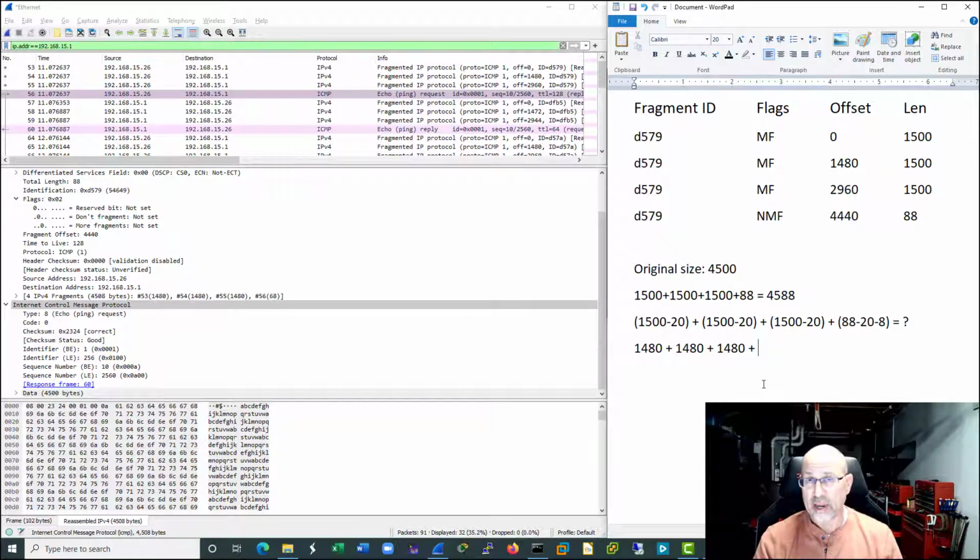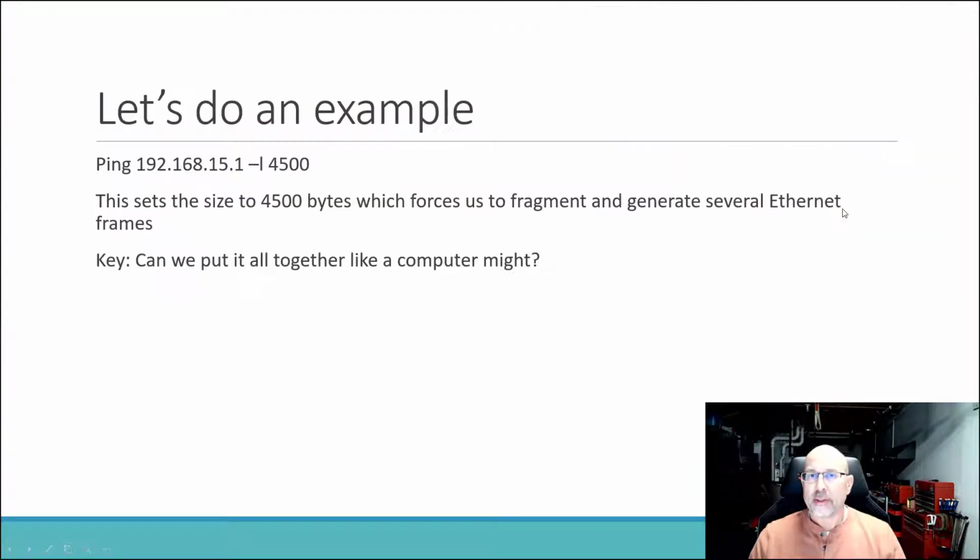Well, what's 88 minus 20 minus 8? 60. And that is where we get 4,500 from. When we put this all together, we can sort of track through what all the numbers are doing, as long as we remember some of the definitions of the basic fields, and then we start to understand what the offset is, and how the header length is related to that, and what our flags are doing. So it looks like we were able to do our example and actually put it together like a computer.